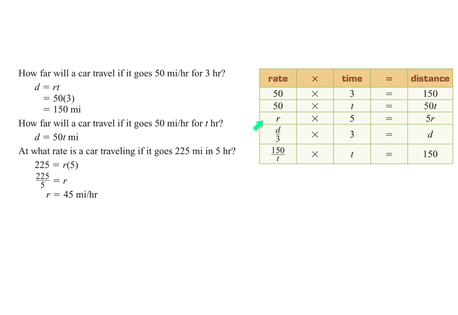Let's say you don't know your rate. Well, you would put a variable there. Typically, we use an R for 5 hours. Then your distance would be 5 times whatever that R is.